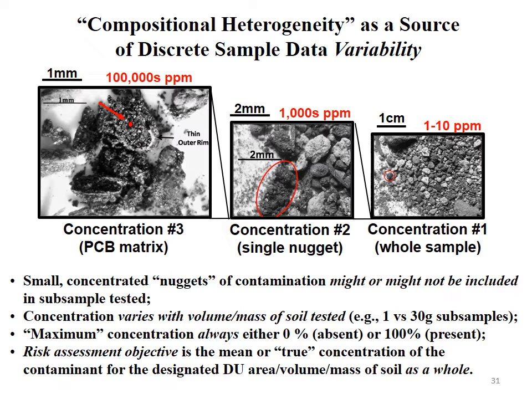If the laboratory tested 1 gram subsamples of PCB contaminated soil, they would get one range of concentrations, very high. If they tested 30 grams, they would get another range of concentrations. The highest would be lower because they're diluting out these nuggets more.